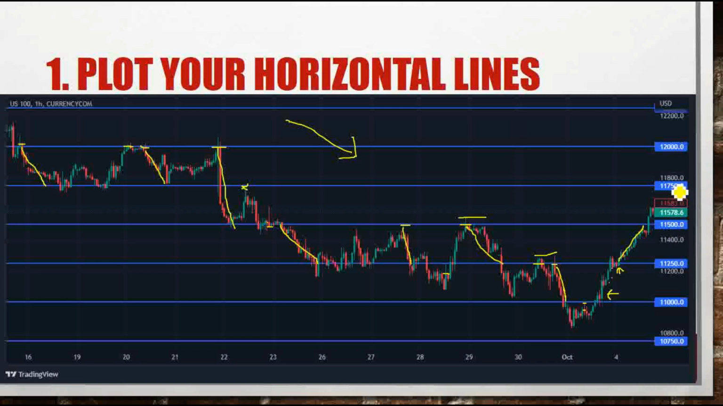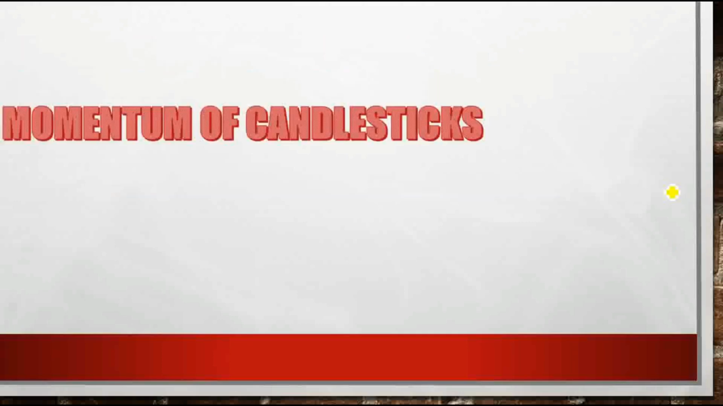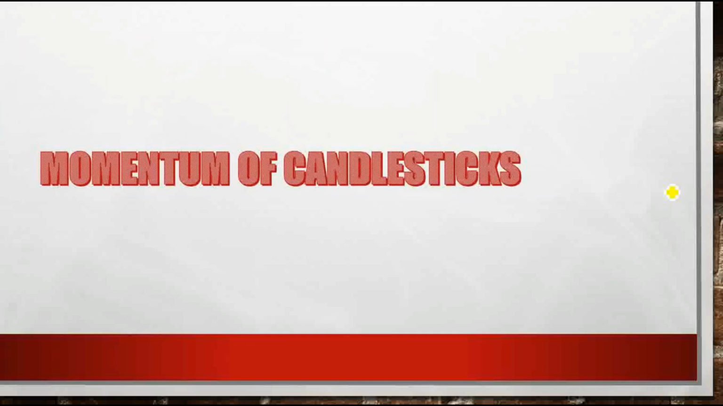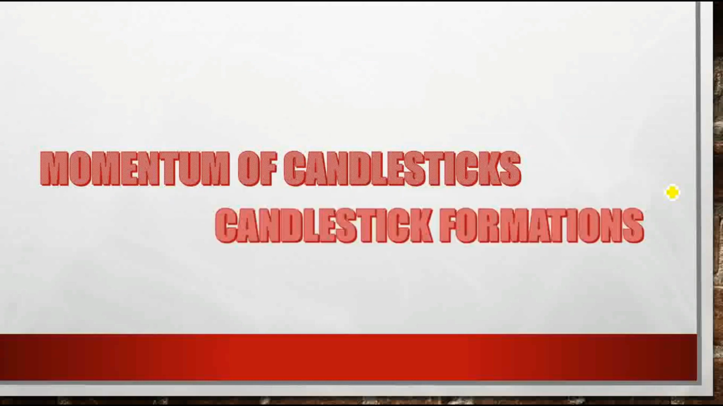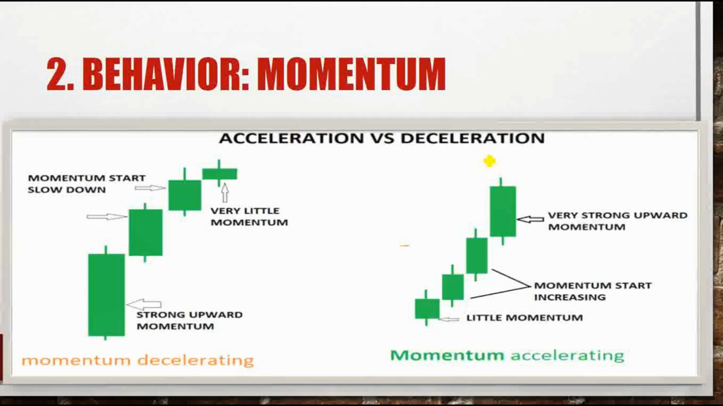Right now we are coming to the behavior of the market. Right, the behavior when the price approaches horizontal levels, we look for two things. What are those two things? Right, the first thing is the momentum of candlesticks, right? And secondly, the candlestick formations. Right, let's get on to the momentum of candlesticks. As you can see right here, we have an acceleration and deceleration of momentum.